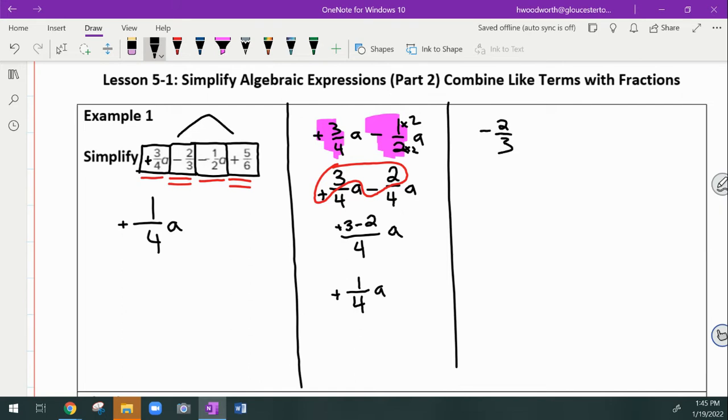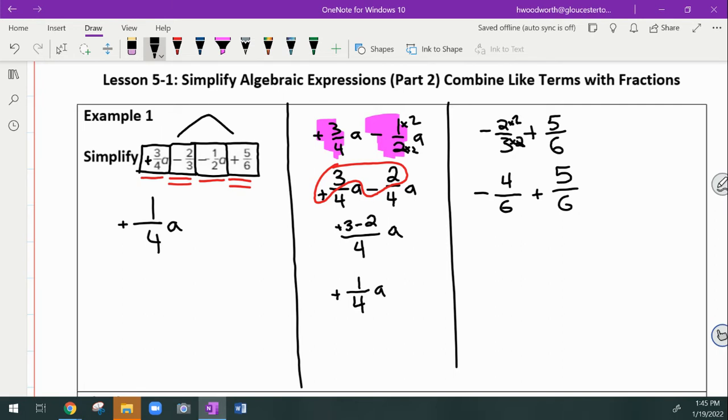Now, we have to go and take our other 2 terms, these guys, and combine those. So that's negative 2/3 plus 5/6. We have to get common denominators. The least common denominator is 6. So we have to multiply the 3 by 2. So multiply the numerator by 2 and get 4. Now that's still negative.